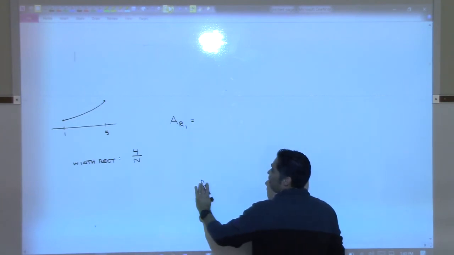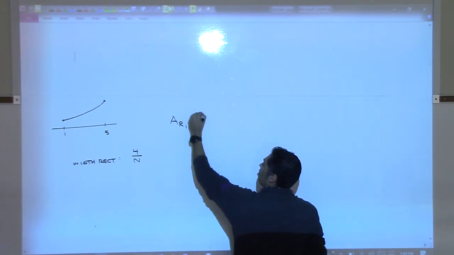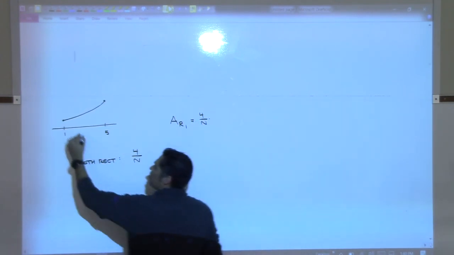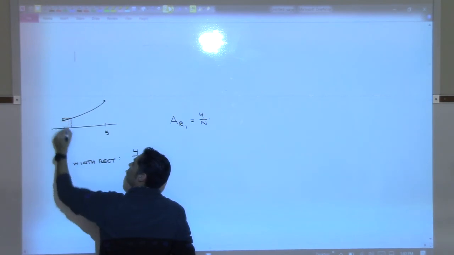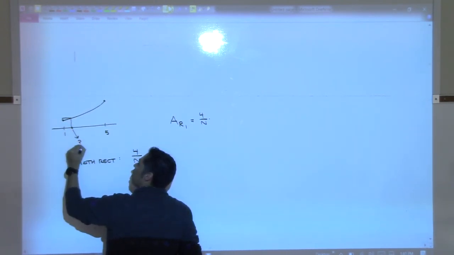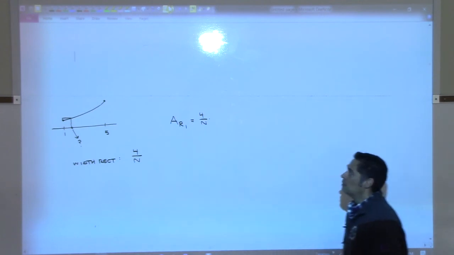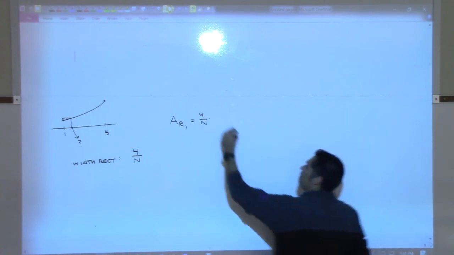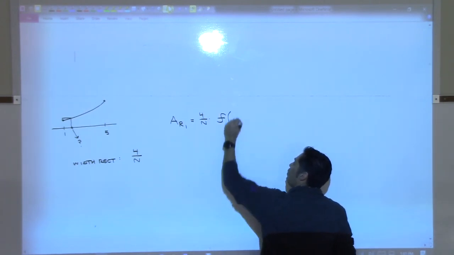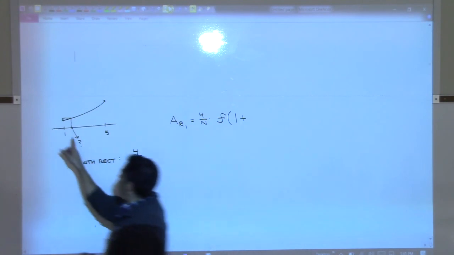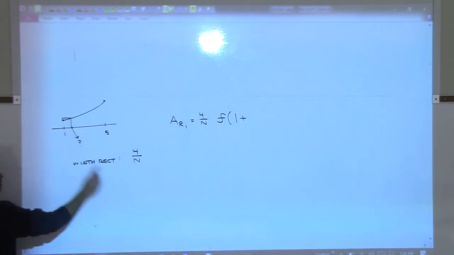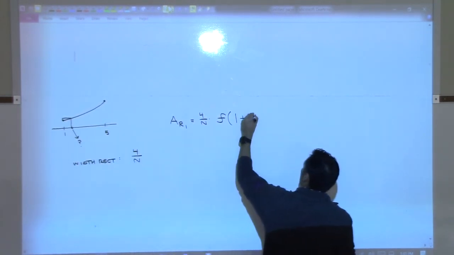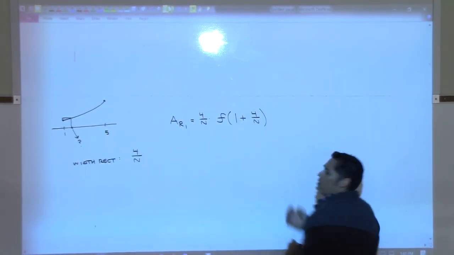So how wide is it? 4 over n. Then we have to do times the height. So imagine here's our first rectangle. What point are we at here? This is the big question mark. Because we have to take that point and plug it into the function, don't we? So we want the function evaluated at 1 plus, how much do we move over? That much, right? 4 over n. Just one jump, 4 over n. That's just one jump over.